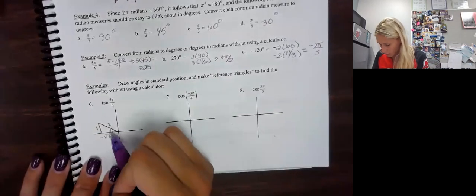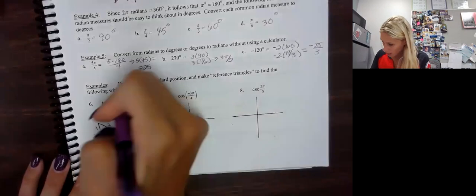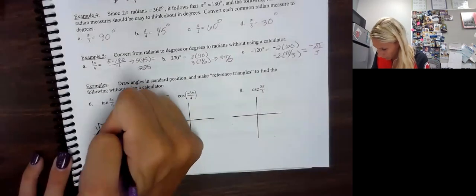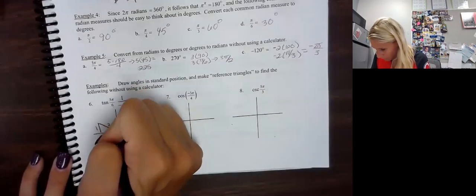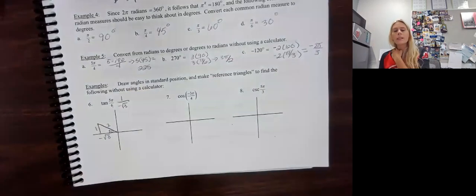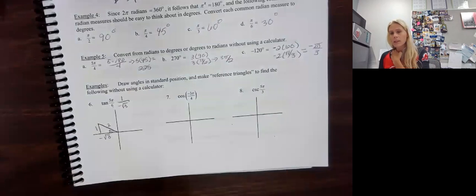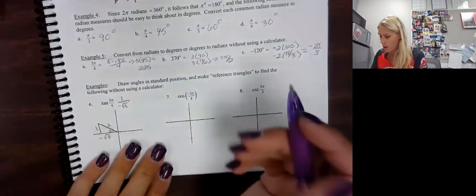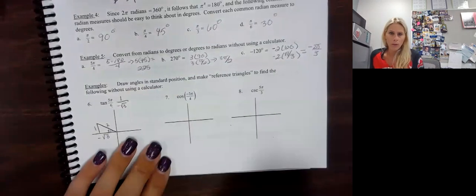And tangent, remember, is our y value over our x value. You do not have to simplify in this case. Most of the time you don't have to simplify. Okay, so keep it as negative 1 over the square root of 3.